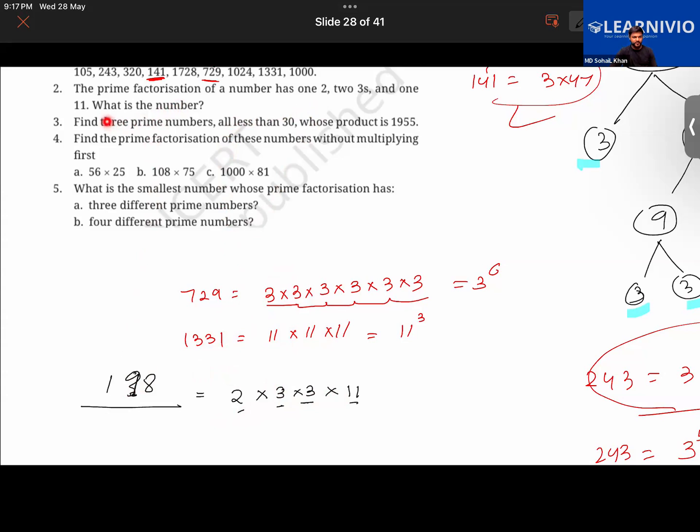Quickly do the third question. Find three prime numbers, all less than 30, whose product is 1955. Okay, sir. Some questions you guys should be doing yourself as well. Product means we have to multiply.